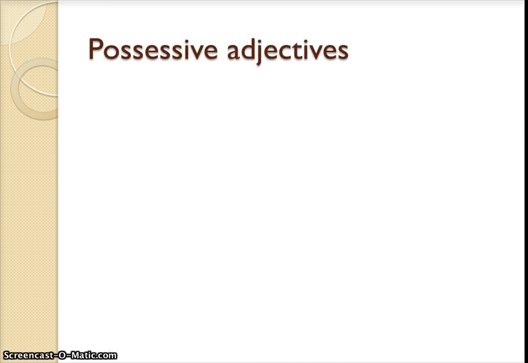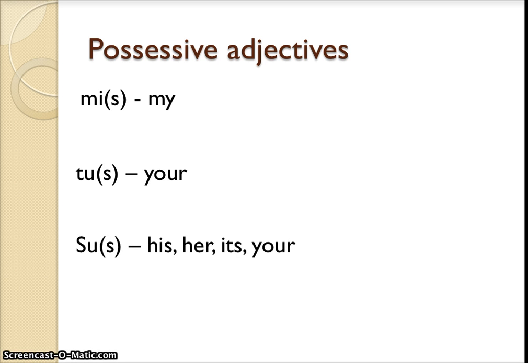Okay, moving on. On to possessive adjectives. In Spanish, we have different possessive adjectives for each of our forms. So for the yo form, we have mi or mis, which is my. The tú form is tu or tus, your. The él, ella, usted form is su or sus, his, her, its, or your. The nosotros is either nuestro, nuestra, nuestros, or nuestras, and that's our.